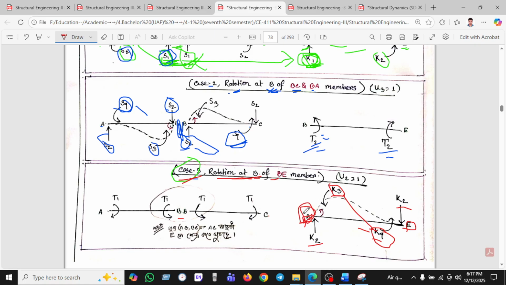This is the point B. This is the near point, that's why this is K3 and the far end will be K4. We are applying this K2. All the rotation will be anti-clockwise.